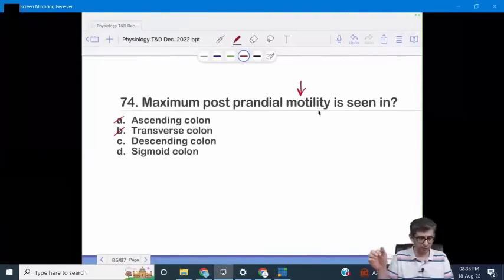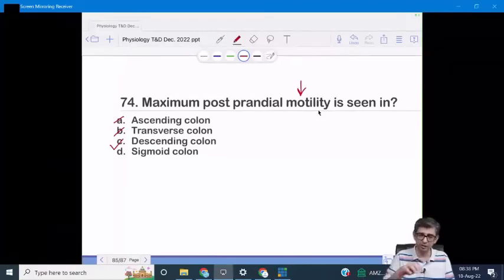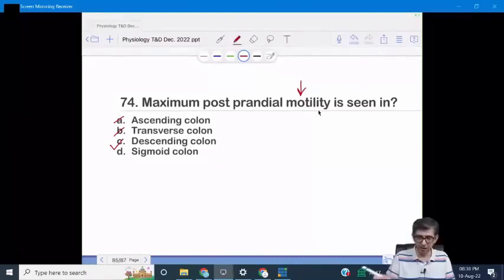Maximum postprandial motility, yes, would be seen with respect to the descending colon. No, we thought it is sigmoid colon, but that is not the case. The maximum postprandial motility would be present in the descending colon, because वहां से push create होगा, so that ultimately the sigmoid colon, the rectum में motility जाती है. I mean, it starts from the descending colon. That's the point, and then the progression occurs towards the sigmoid colon and the rectum. Answer to 74 is option number C here.